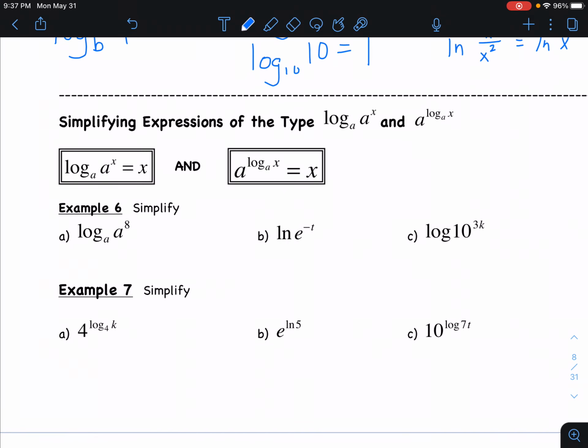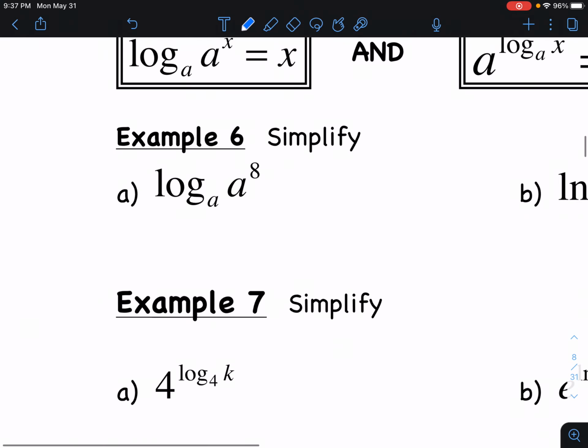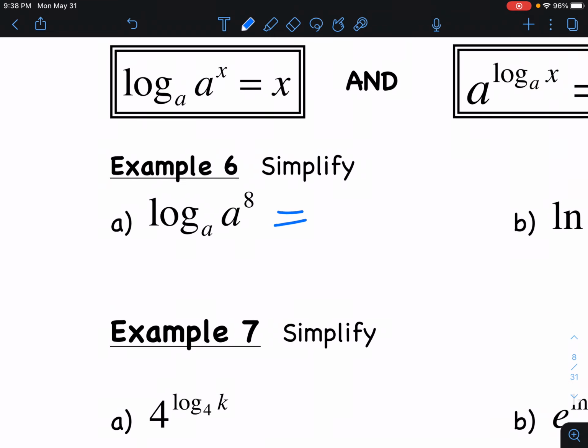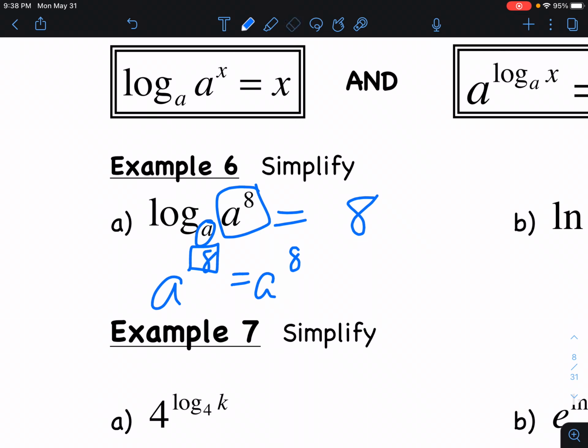So let's apply that here in example 6. We're going to simplify here. So log base a of a to the power of 8, the property says it's just 8. Again, that makes sense because this little base a right here, a to the power of what would equal a to the power of 8? Well, fill in the blank there. It must be 8. So it's just a shortcut property.